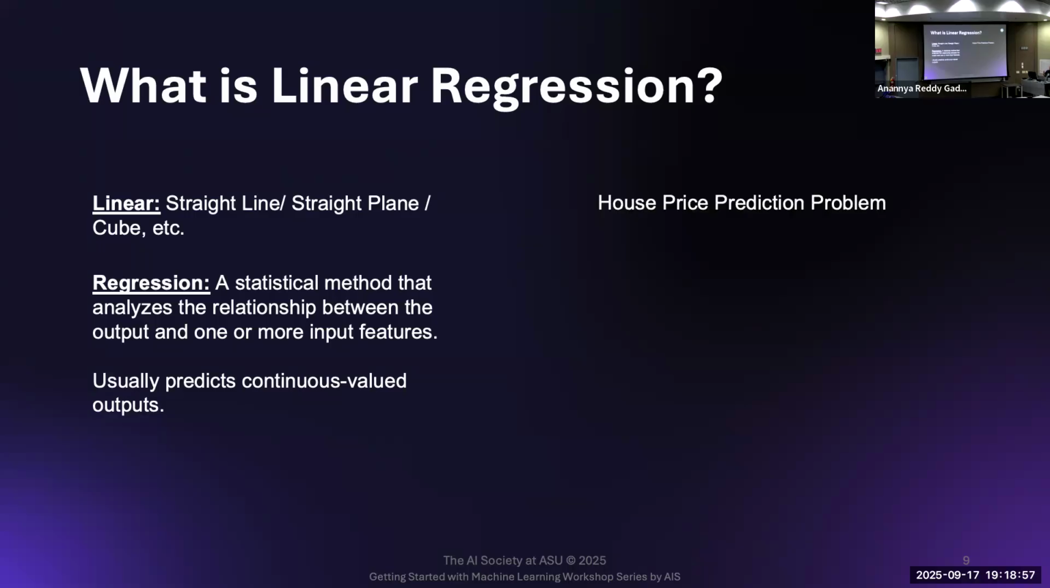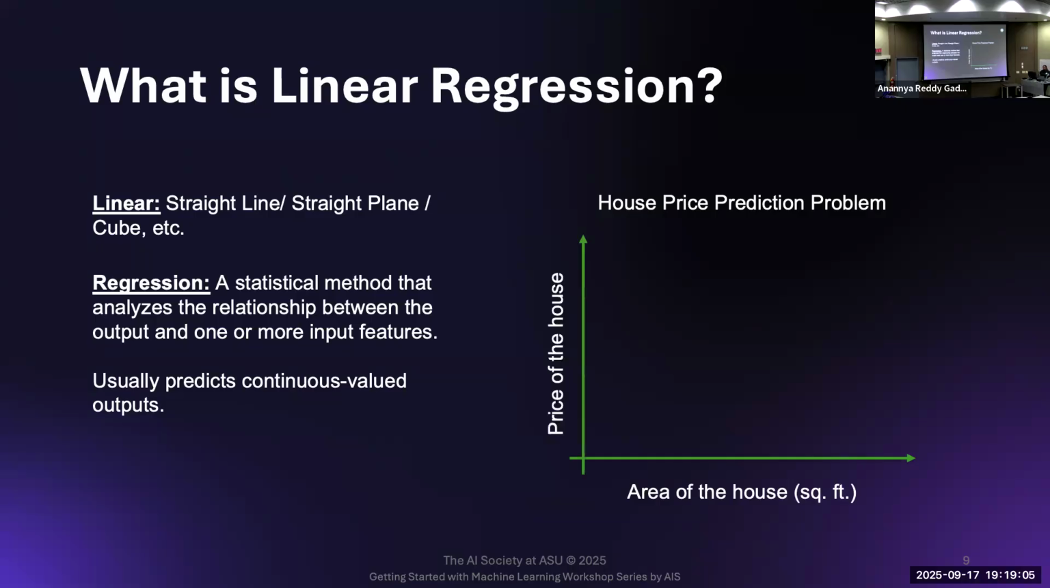Let's just take the house price prediction problem. In the x-axis, I have the area of the house in square feet, and for the y-axis, I have the price of the house in dollars. These are all real data points, derived from a real data set. Based on the area of the house, we plot the price of that particular house. That's how this graph works, okay?